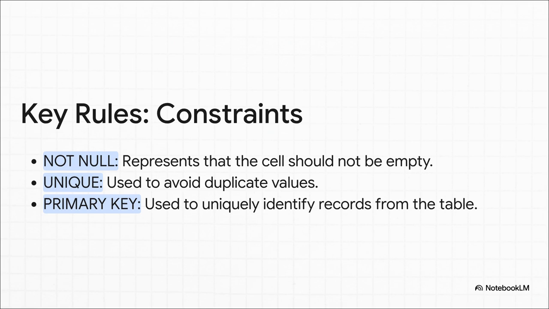A not null constraint just means a piece of information, like, say, an employee's name, can never, ever be left blank. Unique makes sure we don't accidentally add the same product twice. And the primary key, well, that one is really special.